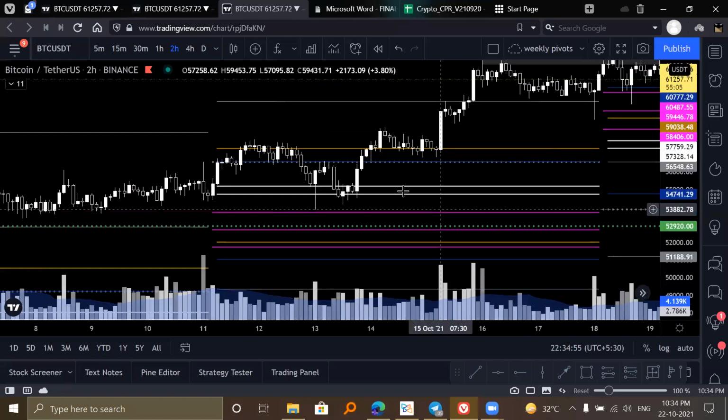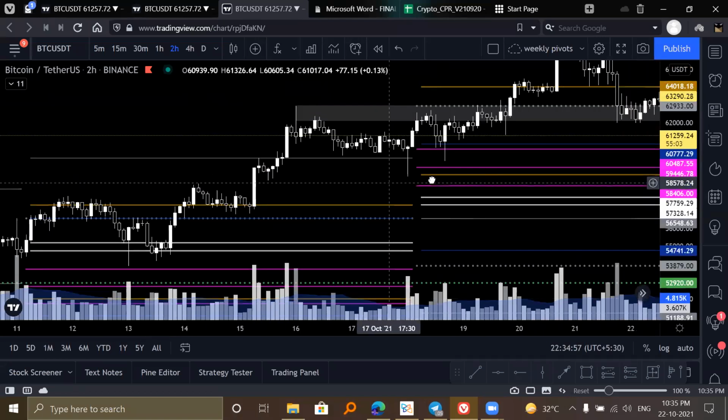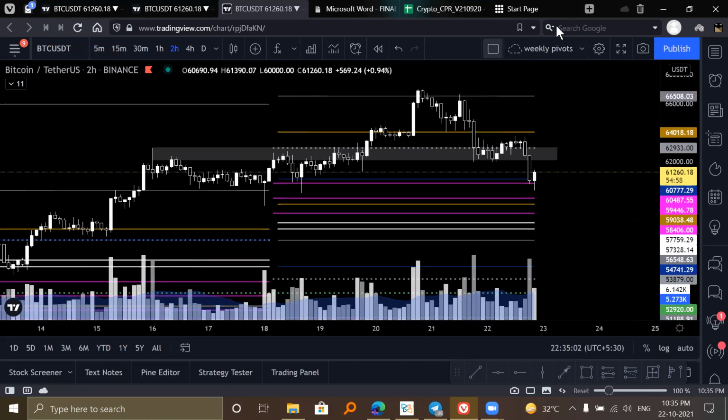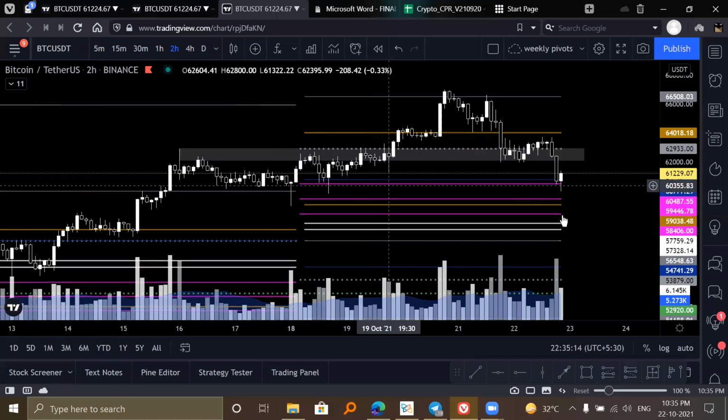See, this was the GPG here. This week's GPG is there. These are the weekly pivots. You can see that I have named the layout as weekly pivots. These are derived from last week's data. These are the weekly pivots of this week derived from the last week.